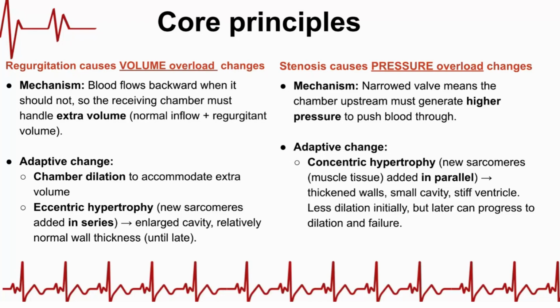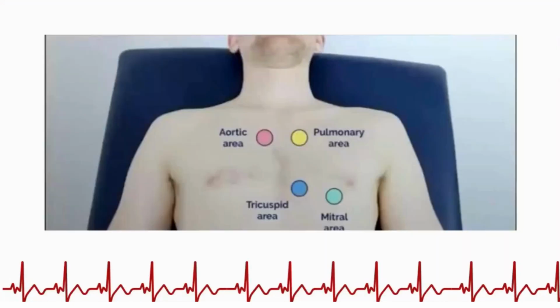The whole reason why the heart does this is to enhance contractility, because by enhancing contractility, you can get over that higher pressure and push more volume of blood through. Initially, these patients don't really show many symptoms, but later it can progress, and it can progress very quickly and lead to failure. So once again, stenosis causes pressure overload changes. I hope these two things will make more sense once we go through the class.